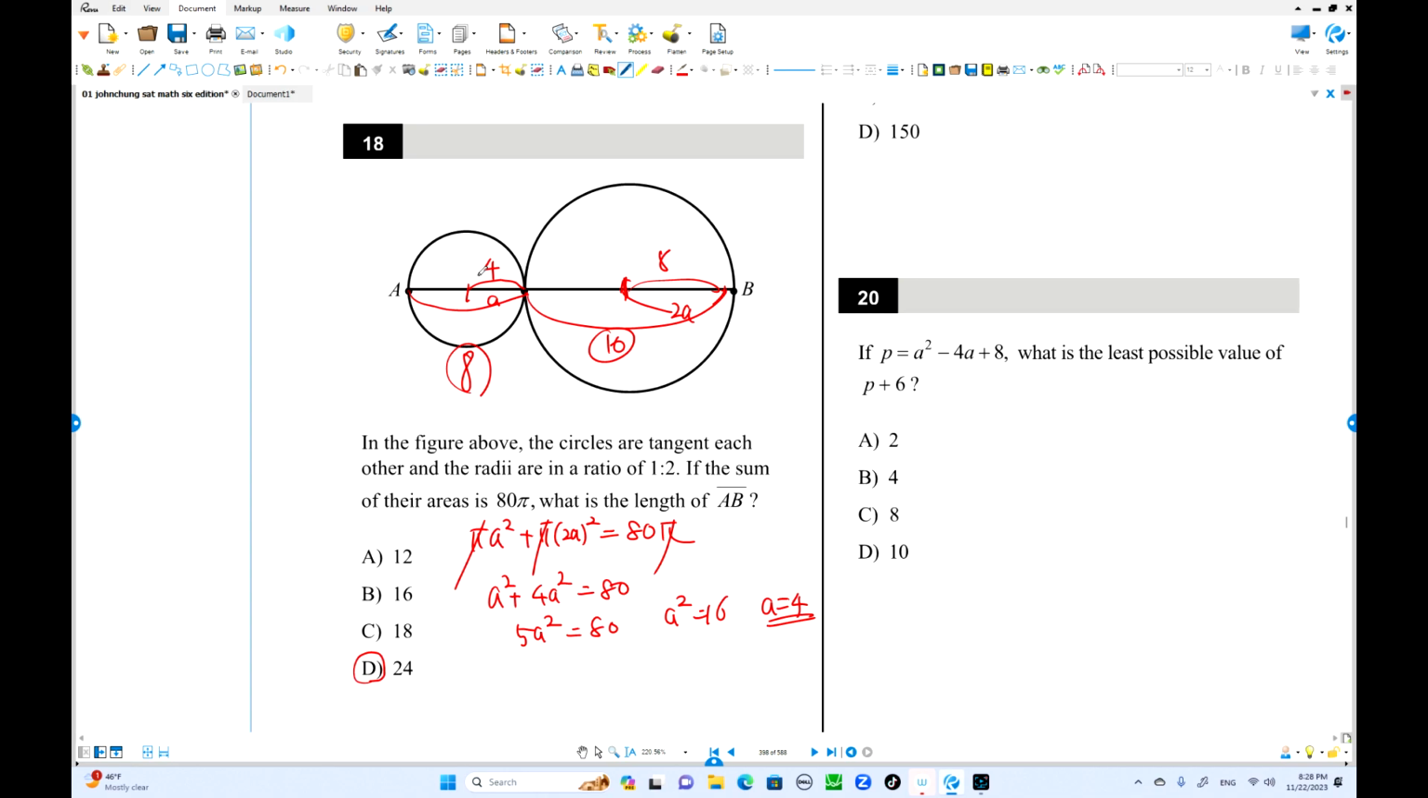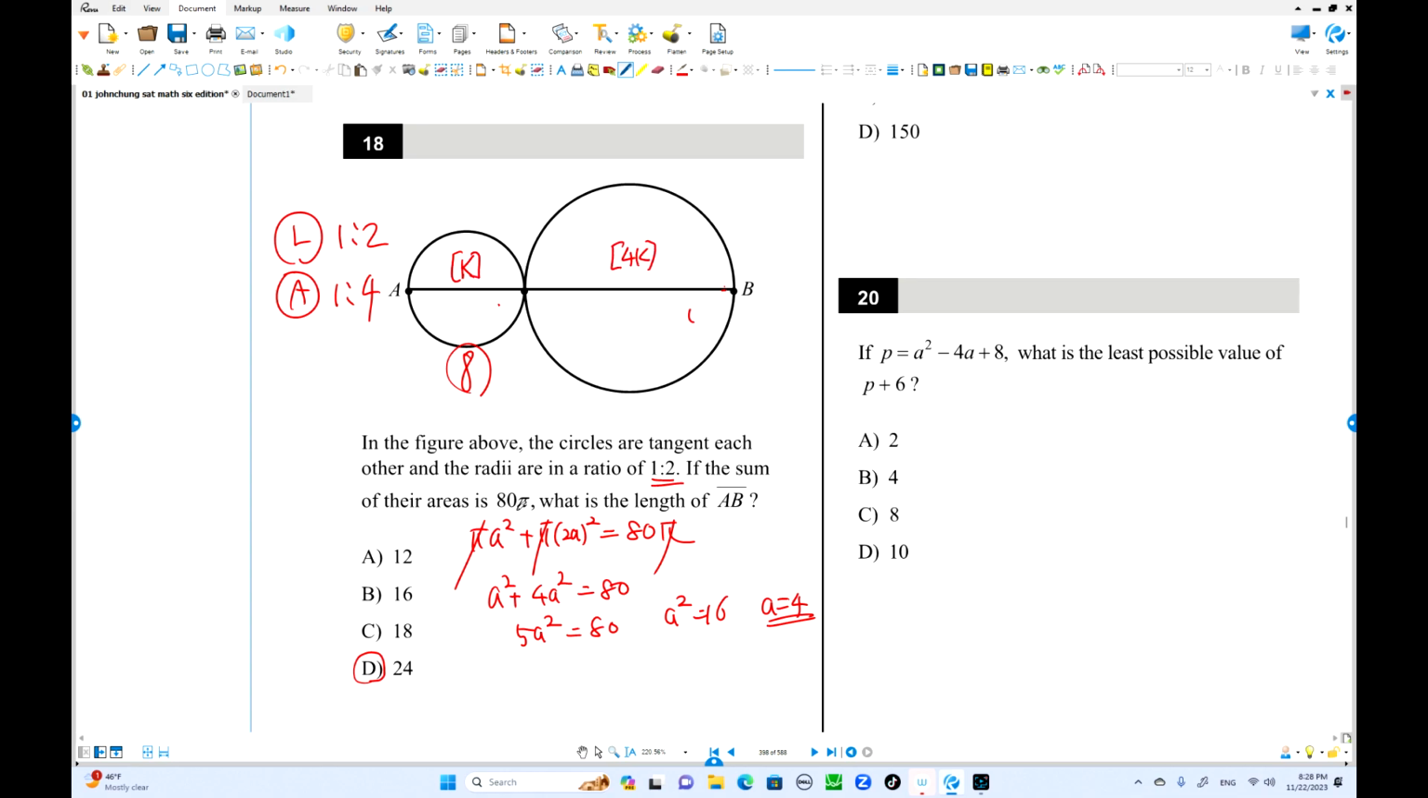Or maybe you can use the ratio of similars. These two circles are similar, right? The ratio of the lengths is 1 to 2 over here. Any corresponding side, radius or diameter or circumference, it doesn't matter. All the ratios of length are 1 to 2. What is the ratio of their areas? 1 squared, 2 squared, 1 to 4, right? That means this area is 4 times the other circle's. If this area is K, the other area equals 4K.